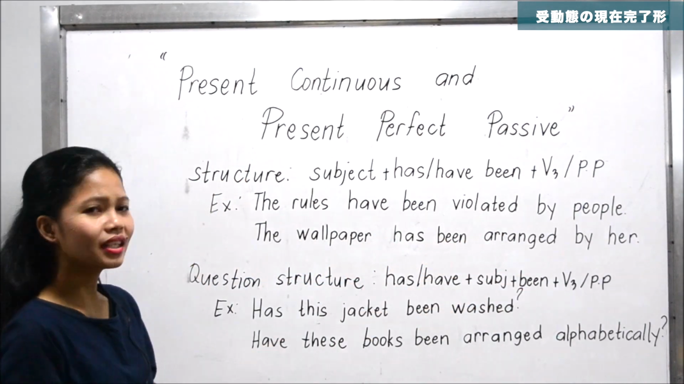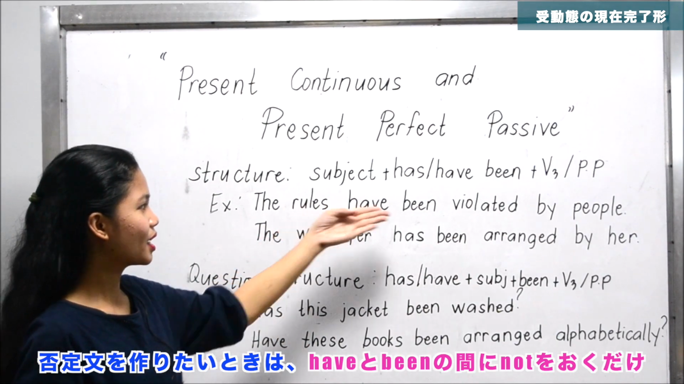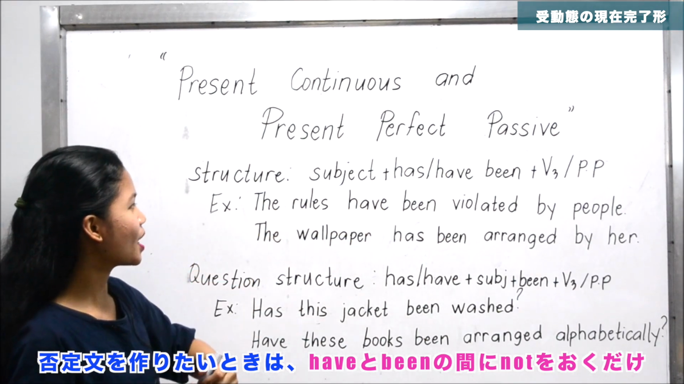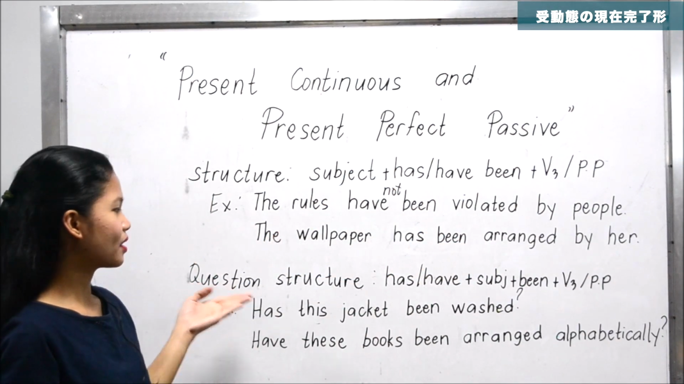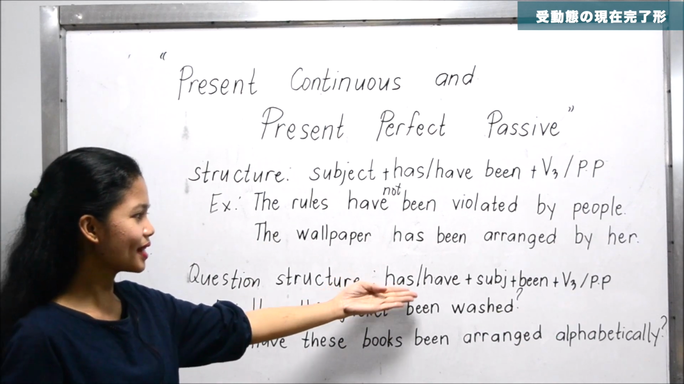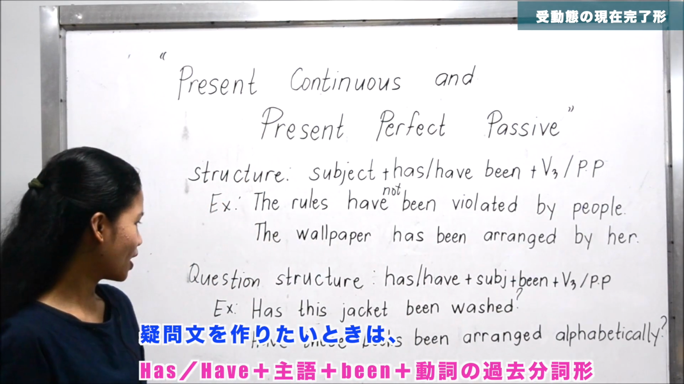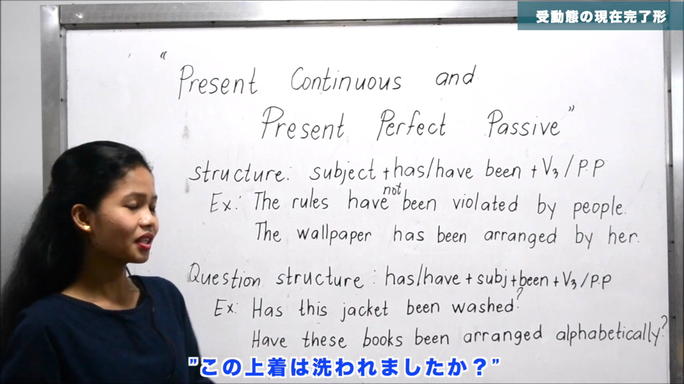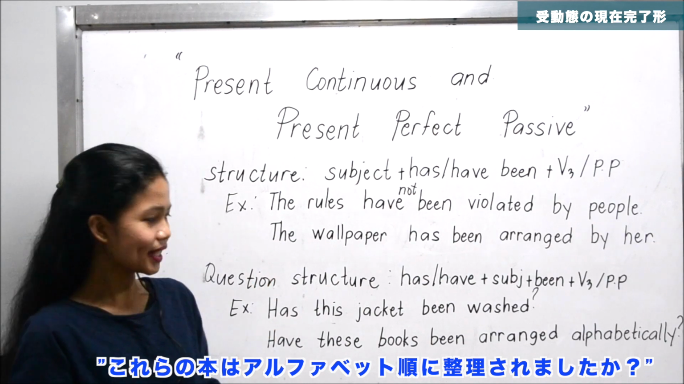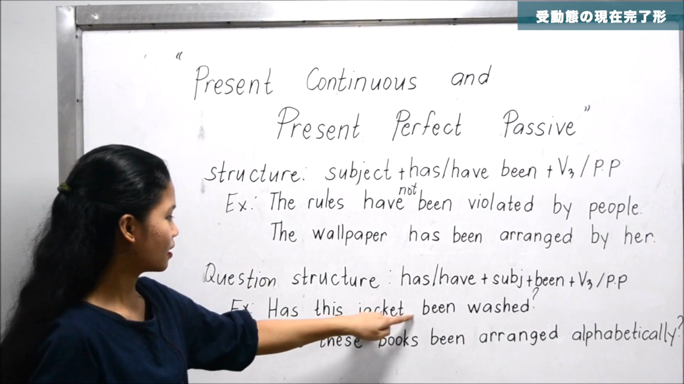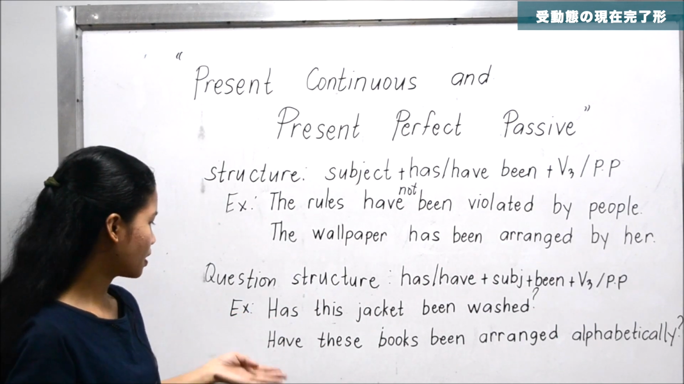And when you make it into a negative form, we just use not in between have and been. So we have here: the rules have not been violated by people. And we also have here the question structure: has or have plus the subject plus been plus the past participle. For example, has this jacket been washed? Another: have these books been arranged alphabetically? Here, this is only one jacket, so we have to use has. And these books, there are many books, so we have to use have.